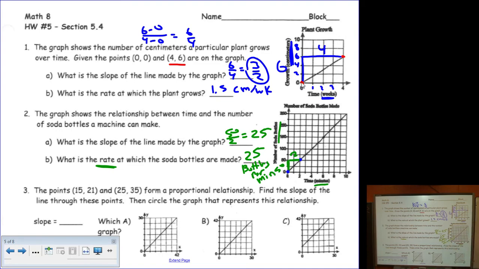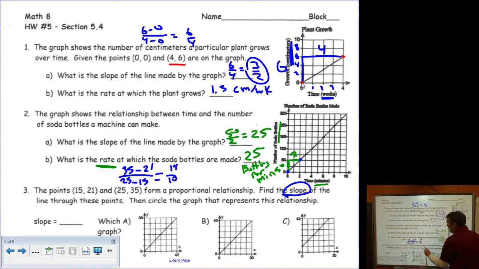Number 3, the points 15, 21 and 25, 35 form a proportional relationship. Find the slope of the line through these points. I can do the slope first, using the formula: 35 minus 21 over 25 minus 15. That would be 14 over 10, or, since 2 goes into both, 7 over 5. Looks like I got that one wrong on the answer sheet, doesn't it? The slope would be 7 over 5. I think I put 7 over 2.